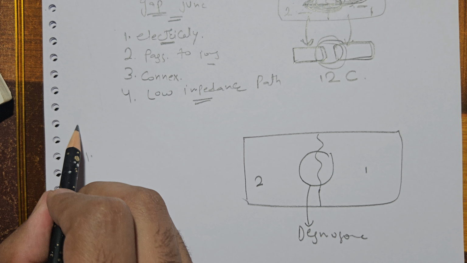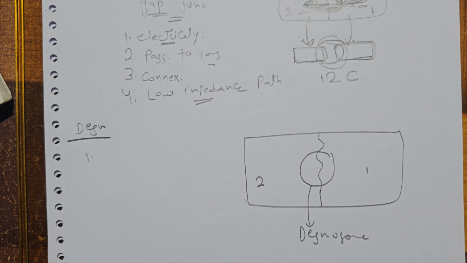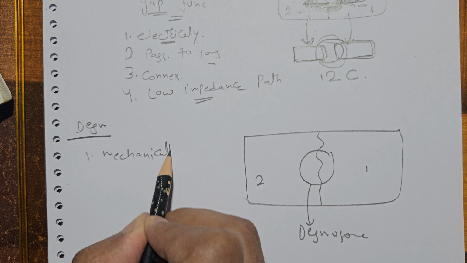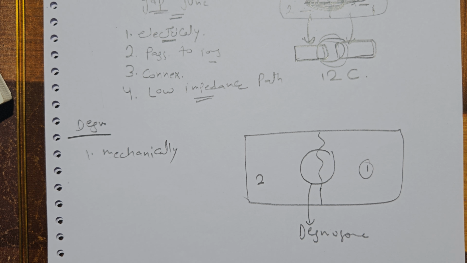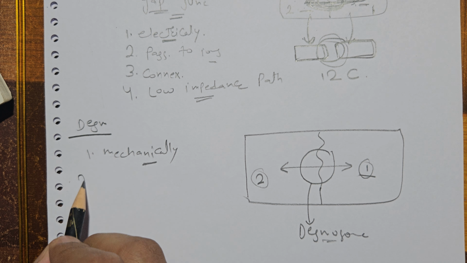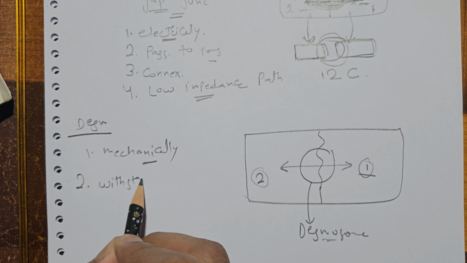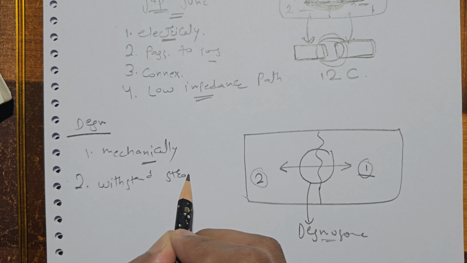Now some points about these desmosomes. Number first point, they connect cells mechanically. Clearly, so this cardiac muscle cell number 1 is connected to the adjacent cardiac muscle cell 2 through these desmosomes, but this connection is a mechanical connection.